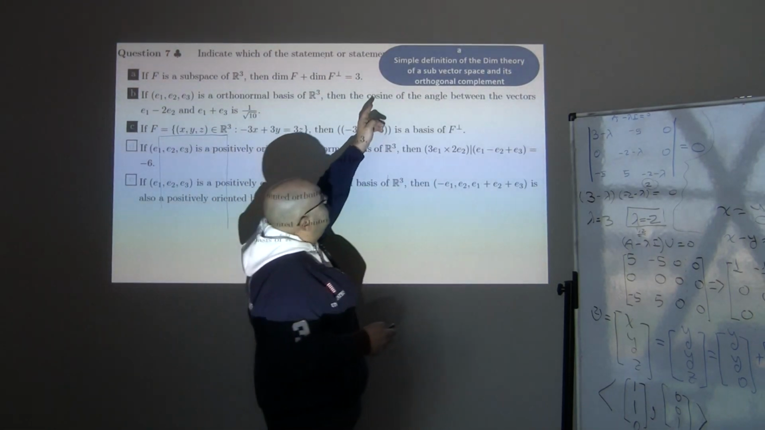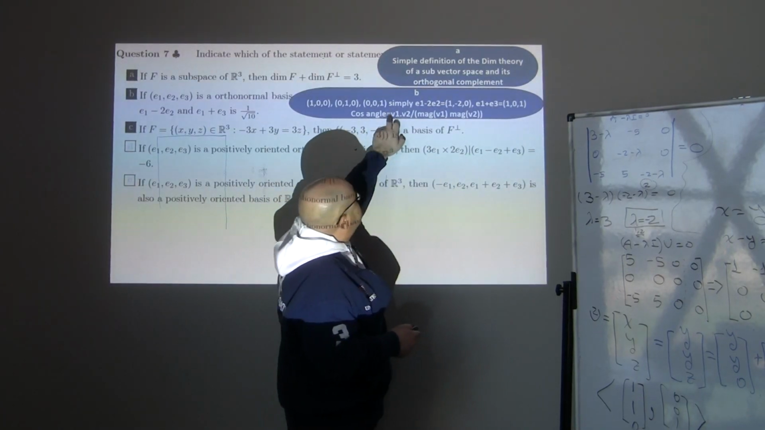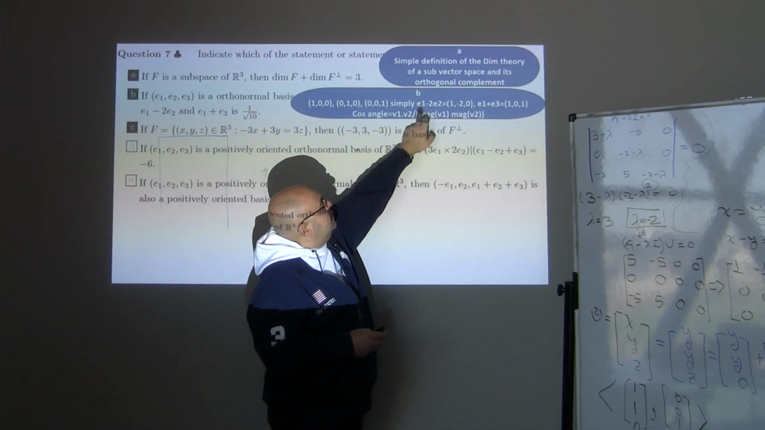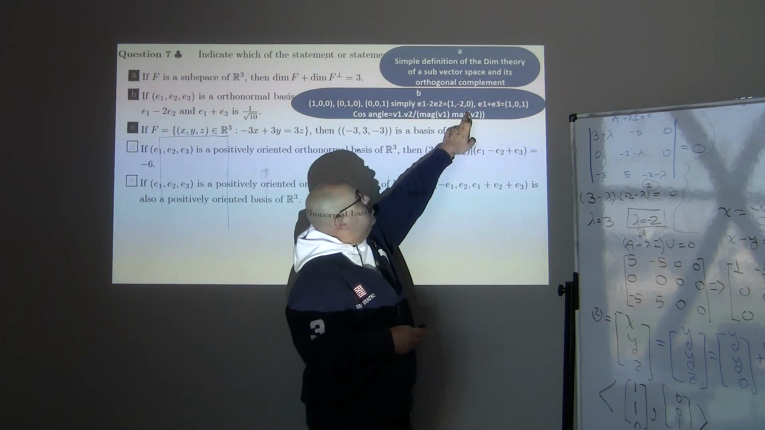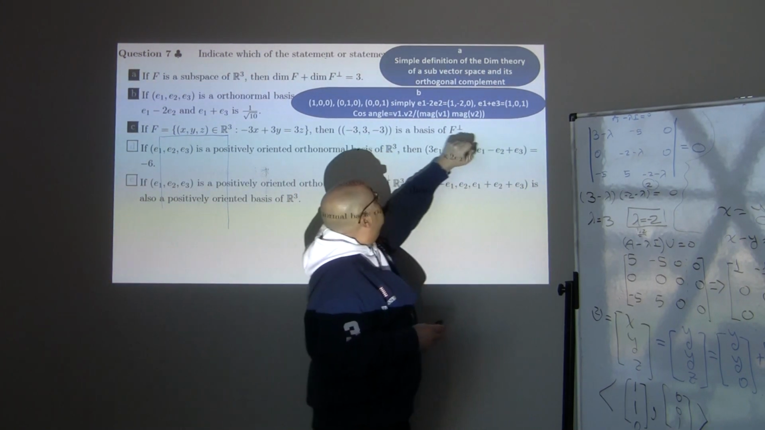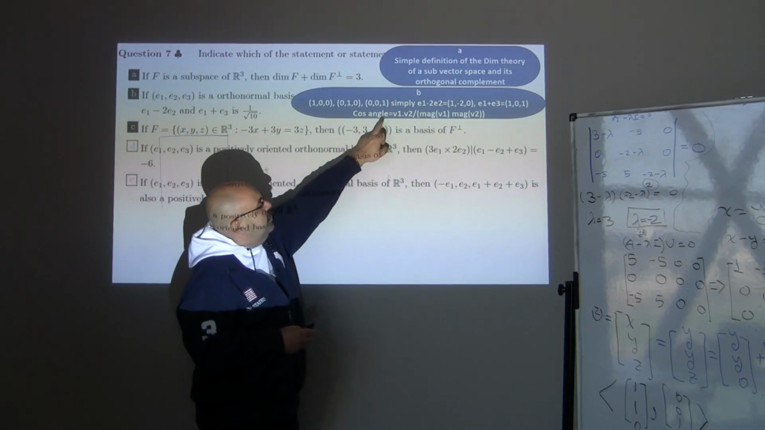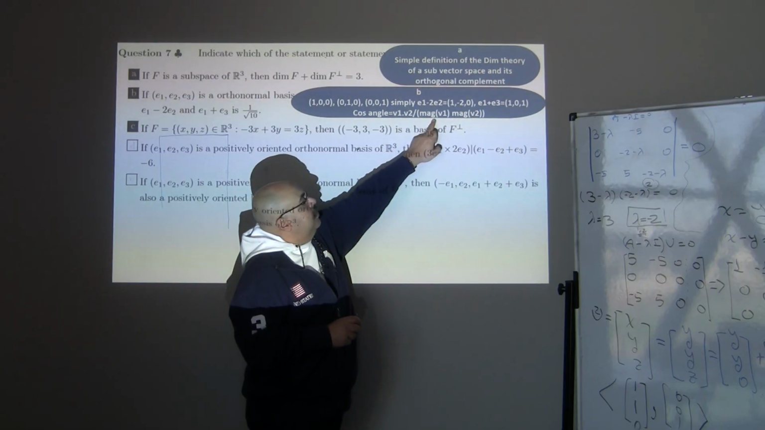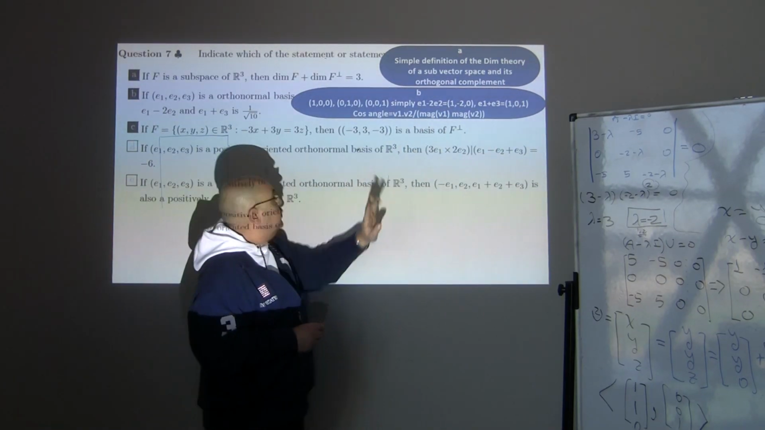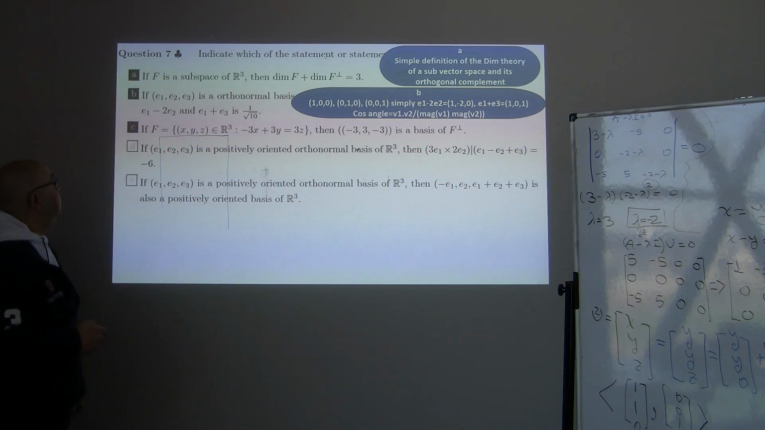This is the explanation of the first one. This is the explanation of the second. This is E1 minus 2 E2, which is then (1, -2, 0). E1 plus E3 equals (1, 0, 1). Just apply the cosine angle: V1 dot V2, the inner product, divided by the magnitude of V1 times the magnitude of V2. It's going to be correct. It's going to be equal to 1.